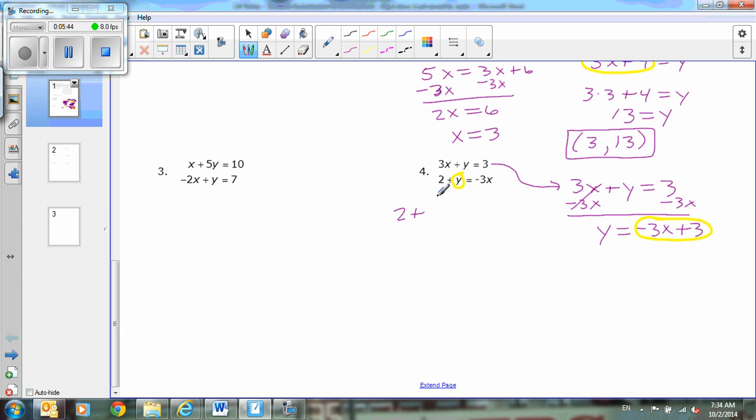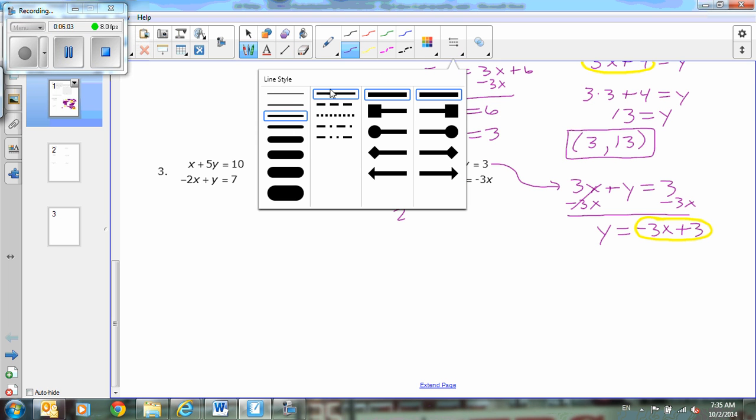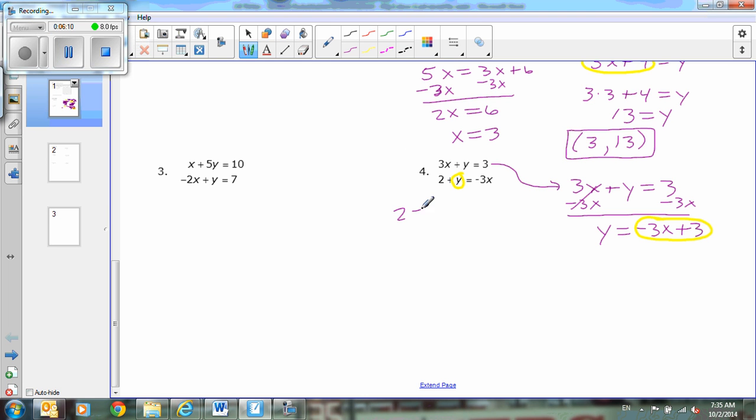Oops, you know what? Since I'm adding a negative 3x, I'm going to change that. Hold on. There we go. I'm going to erase that, and instead of writing 2 plus, since I'm adding a negative 3x, the simplest way to write that would be 2 minus 3x. Sorry about all this. All right, so I'm going to write 2 minus 3x plus 3.